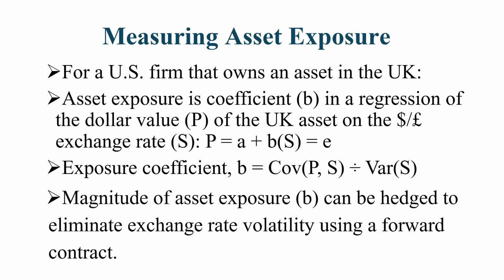So from the perspective of the US firm that owns an asset in the UK, the exposure can be measured by the coefficient B in the regression of the dollar value P of the British asset on the dollar pound exchange rate S. So we'll have the regression equation expressed as P equals A plus B multiplied by S, where A is the regression constant.